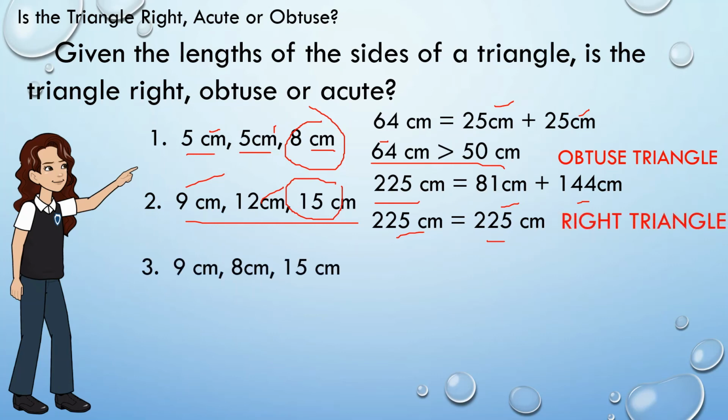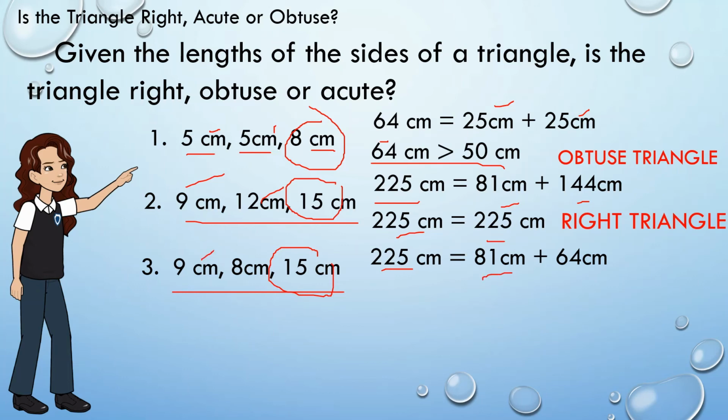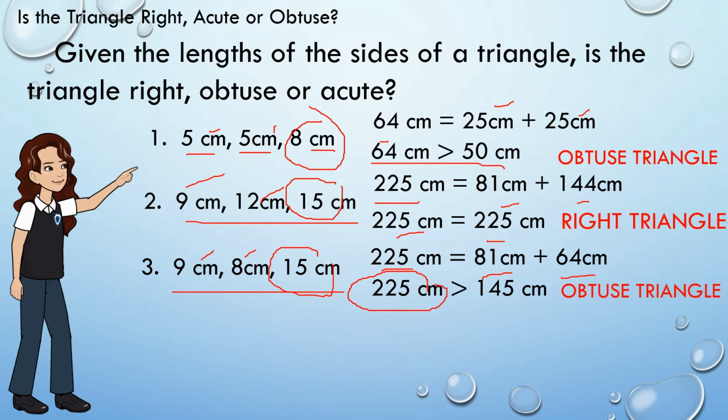Okay, number 3. The measures are 9 centimeters, 8 centimeters, and 15 centimeters. The longest side is 15. So 15 times 15 is 225. 9 times 9 is 81. 8 times 8 is 64. When we get the sum, 81 plus 64 is 145. So 225 is greater than 145. So this is greater than the sum, and the triangle is also an obtuse triangle.